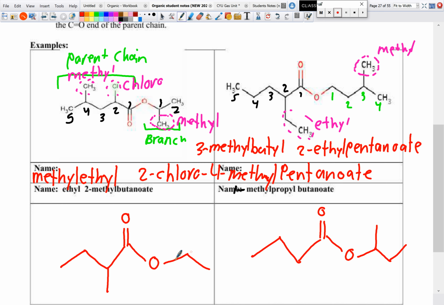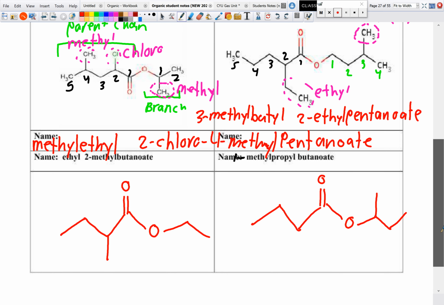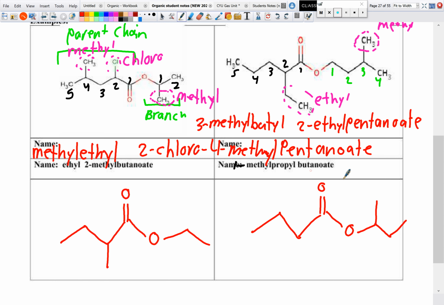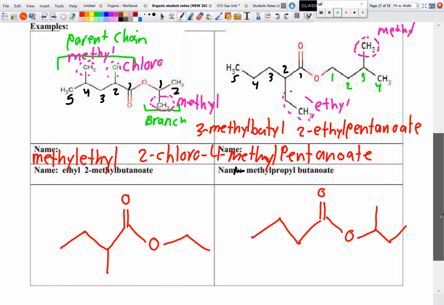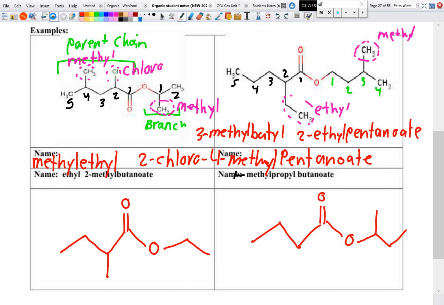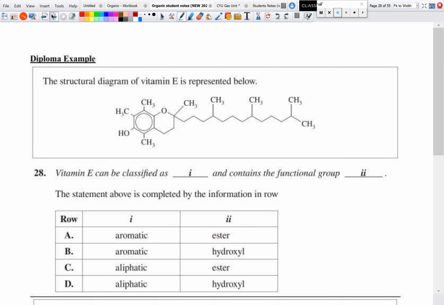So we have our 2-carbon chain off our oxygen right here, so that's where that ethyl came from. And the 2-methylbutanoate, well, we have 1, 2, 3, 4 carbons with a methyl off carbon 2. All right, and of course our other one, our 1-methylpropylbutanoate, looks something like that as well. So that is the rest of our hydrocarbon derivatives.